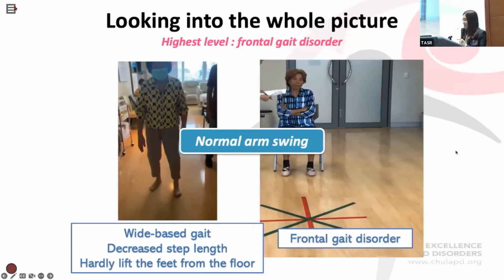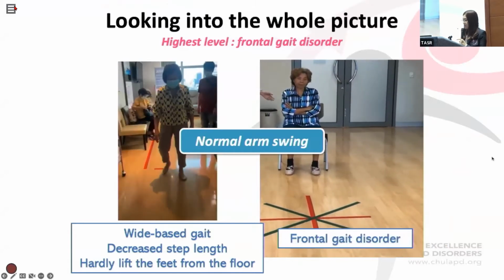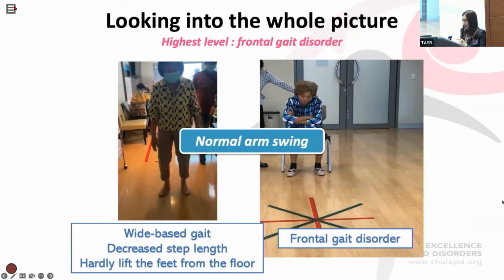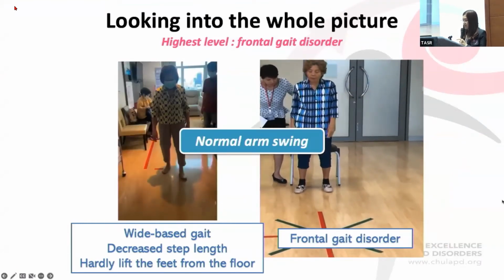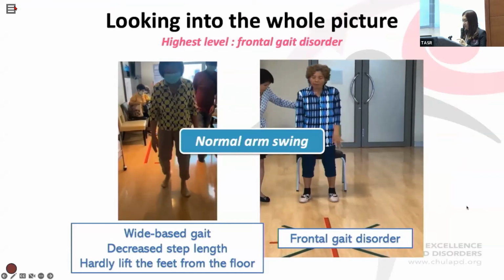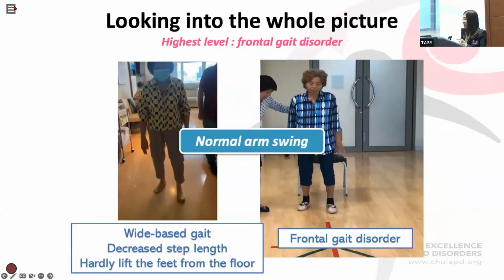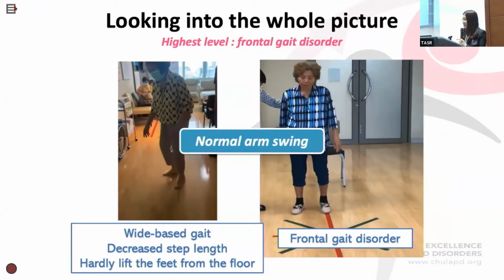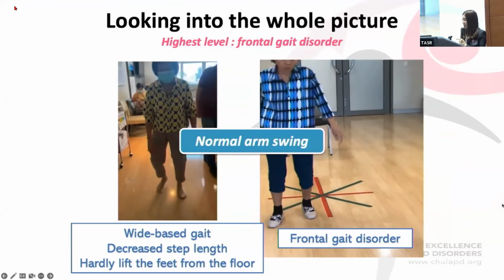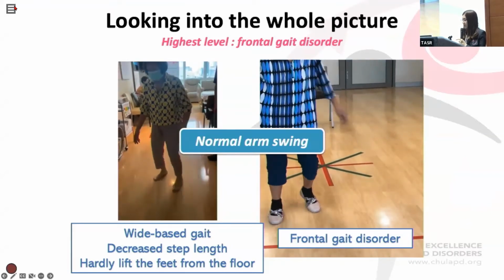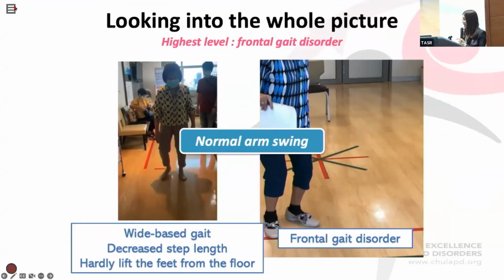The first example is the frontal gait disorder. Patients will have a wide base gait, decreased step length, and they hardly lift the feet from the floor, which we call the magnetic gait. The most important thing is that the arm swing is normal. All of these are features of frontal gait disorder, which we'll go through in the next section.